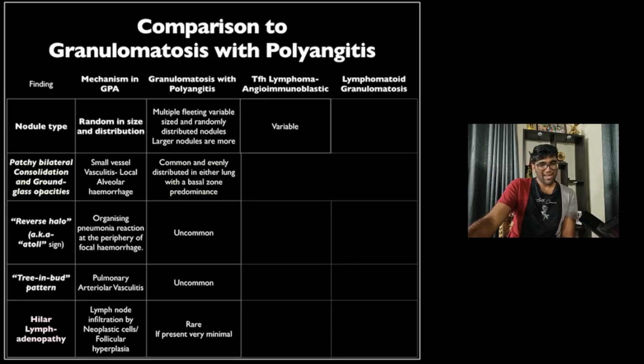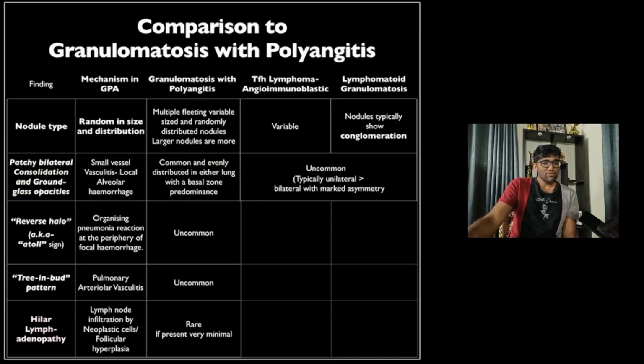So, this can happen with angioimmunoblastic T cell lymphoma. Again, that can also happen with lymphomatoid granulomatosis, but these nodules tend to conglomerate, and that is a little odd for GPA. Bilateral consolidation and granular opacities, a combination of the two, is common in GPA, accounting for almost 50% of patients with GPA, but it is an uncommon finding in either of these two entities and is usually unilateral.